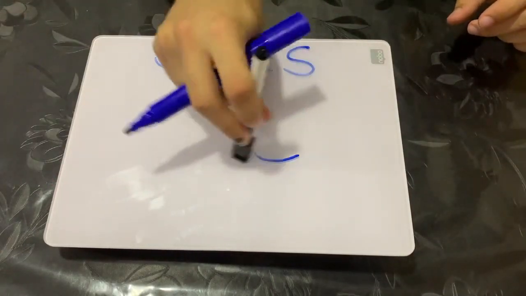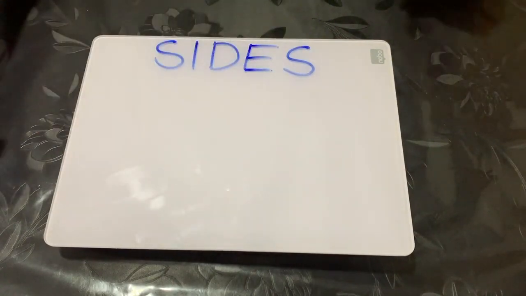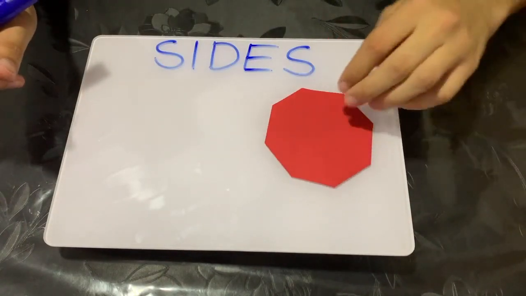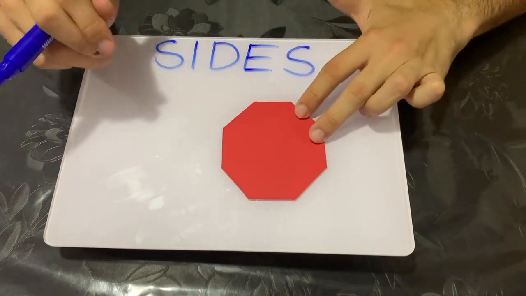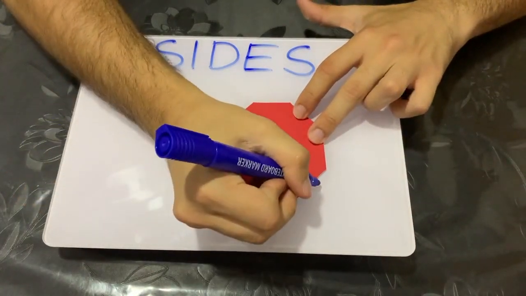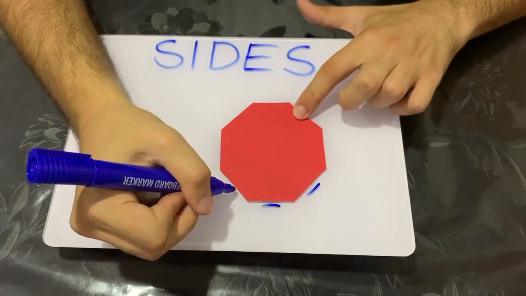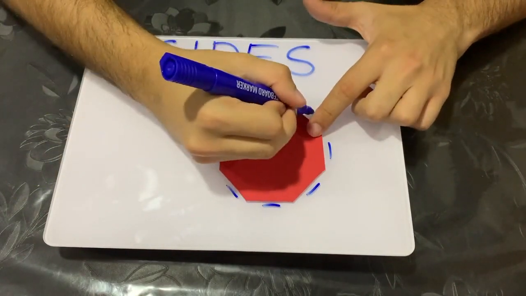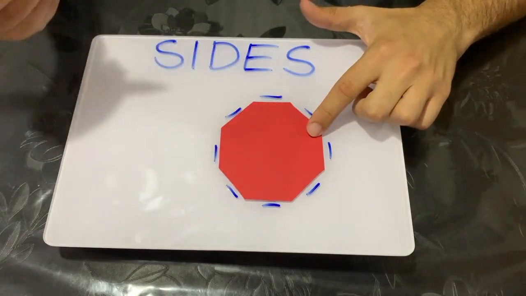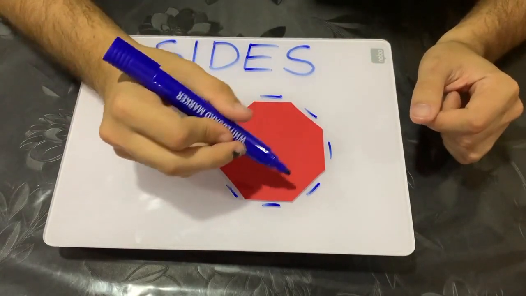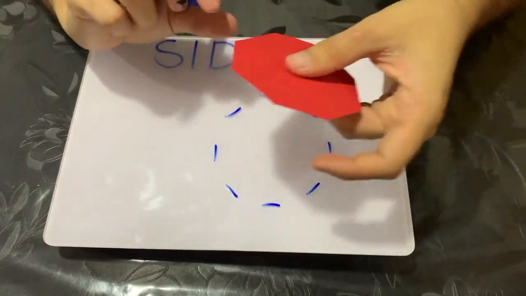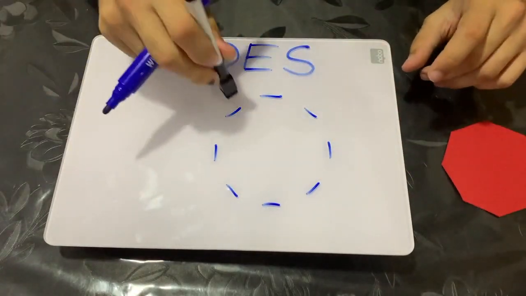Let's look at one more and then I'm going to talk about something else. Let's look at an octagon. So you might know how many it has already, but let's count. So it's got 1, 2, 3, 4, 5, 6, 7, 8 sides. And they are all the same size, which means it has 8 equal sides.